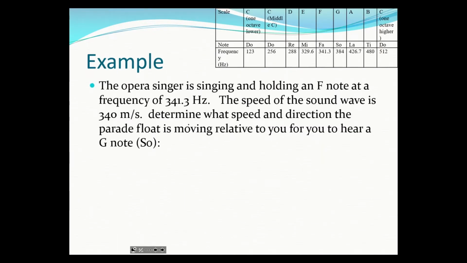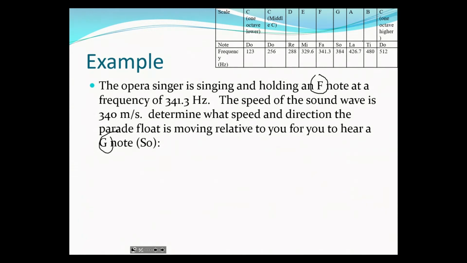So let's do an example with this formula. An opera singer is singing and holding an F note at a frequency of 431 hertz. The speed of the sound wave is 340 meters per second. Determine what speed and direction the parade float is moving relative to you for you to hear a G note. So it says that the opera singer is holding an F note, but we hear a G note.